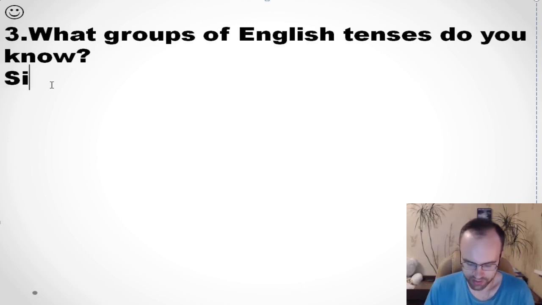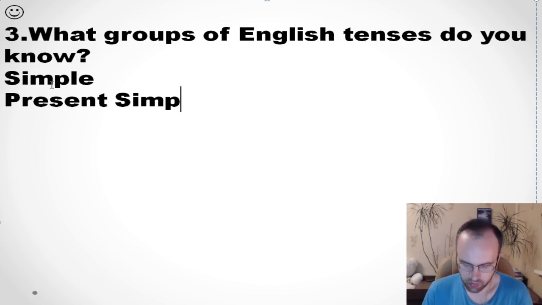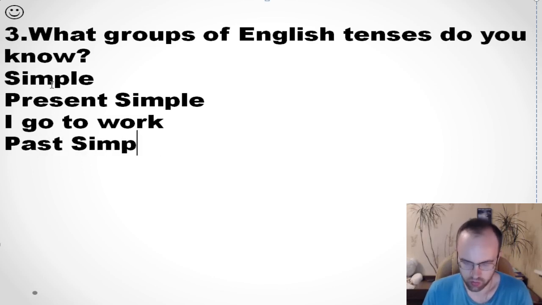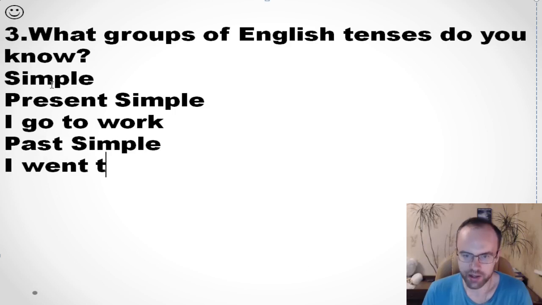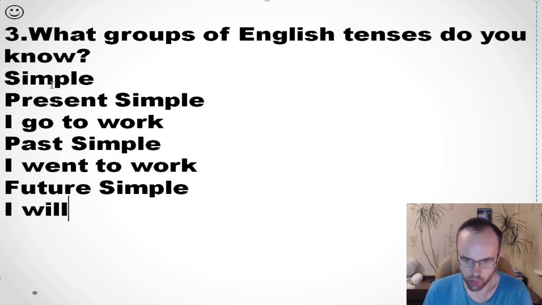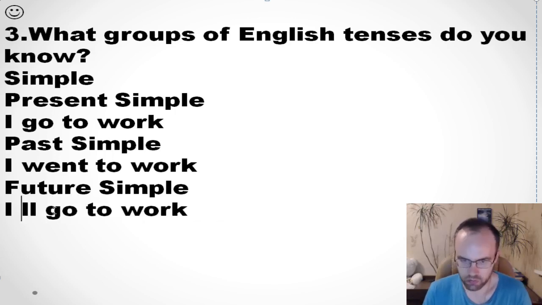So, let's start with simple. So, you know present simple. Present simple. It's like, I go to work. Past simple. Past simple. I went to work. Future simple. I will go to work. Or we use its short form. I'll go to work. So the first group is simple, okay?